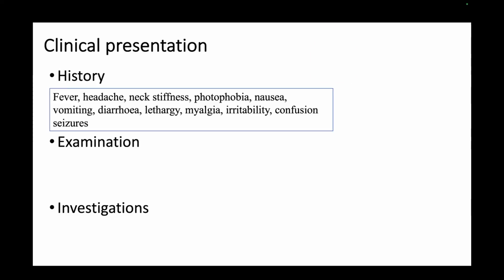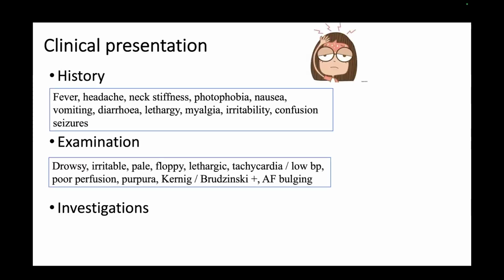And then examination-wise, again, it's much less specific in babies. They might just be drowsy and irritable or a bit floppy. Older children might be just less active than usual. In terms of signs, they might have tachycardia, or a low blood pressure, which is quite a late sign of being unwell in children. That's really worrying because babies and children are really good at compensating with tachycardia before they get to the point that their blood pressure drops. So that's really quite a late sign.